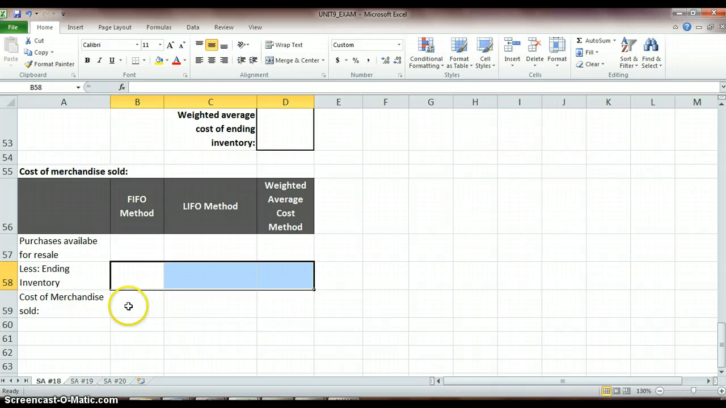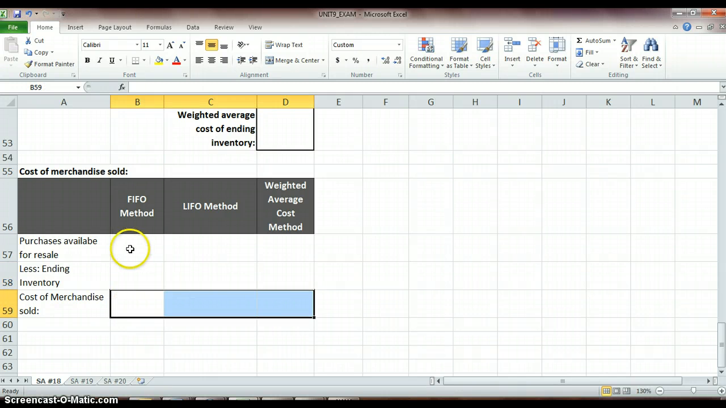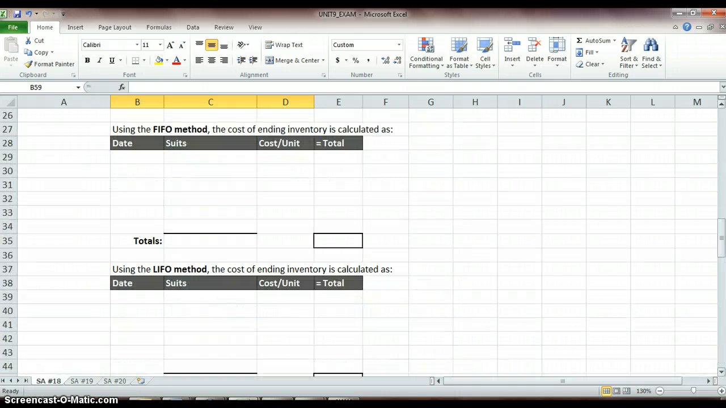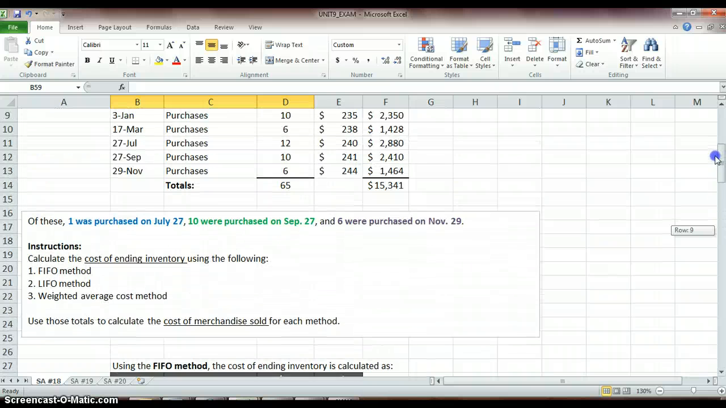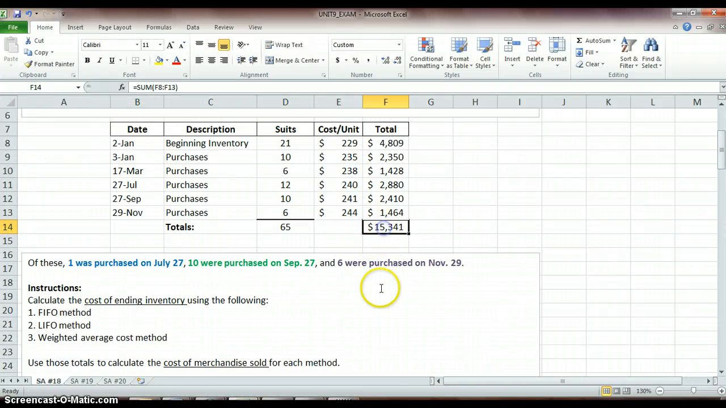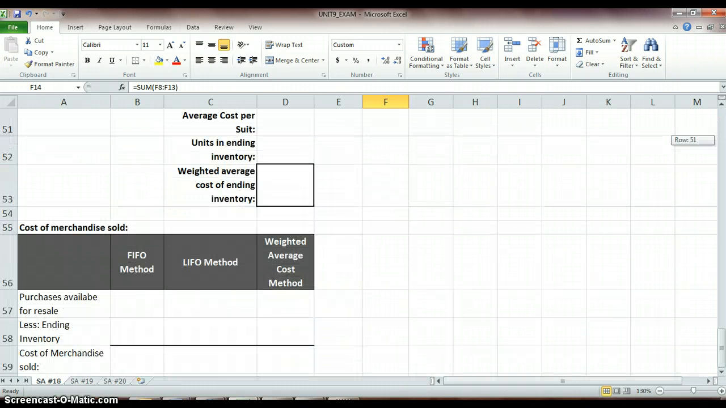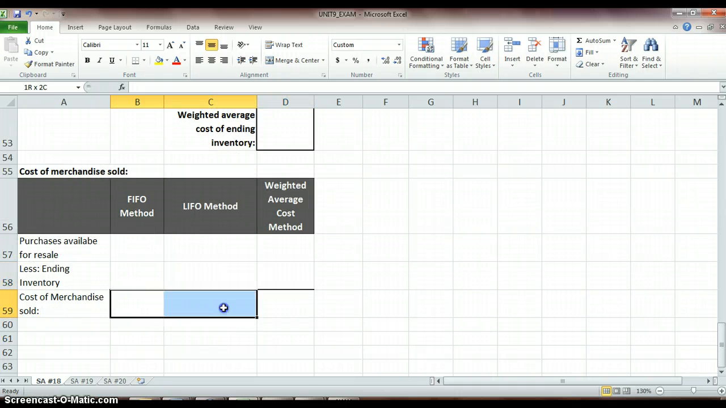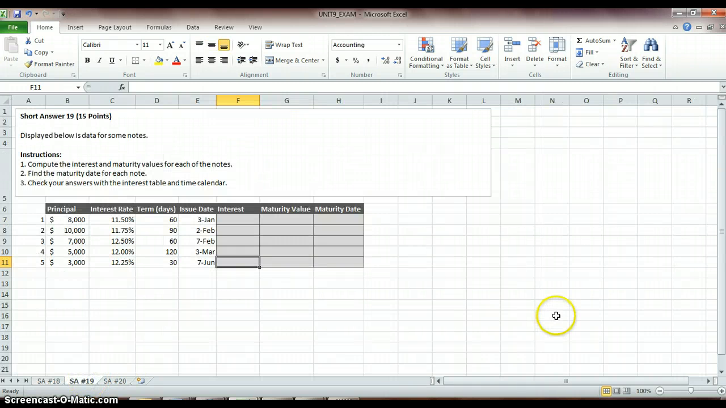And we need to find the cost of merchandise sold. We're going to have our purchases available for resale. That was this amount way up here in our table. That amount will go in this row, and then you need to subtract out your ending inventory amounts that you calculated to find the cost of merchandise sold using each method. So that's number 18 of your exam.